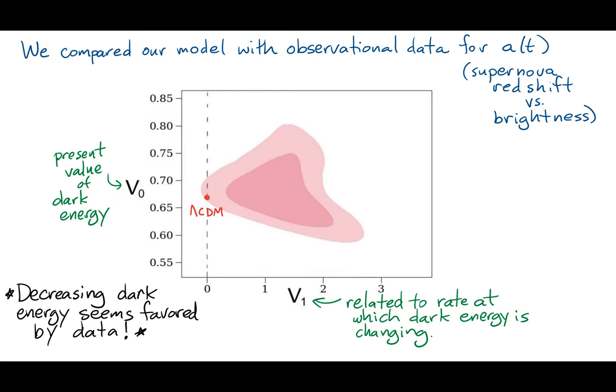Is it consistent to have a dark energy that's decreasing, or does the data basically say that the dark energy has been constant for all of the observations? And so this is the result of that. This is the present value of the dark energy, and this is something to do with how quickly it's changing. And what we found was that most of the models that match the data well actually do seem to have a significant decrease in the amount of dark energy.